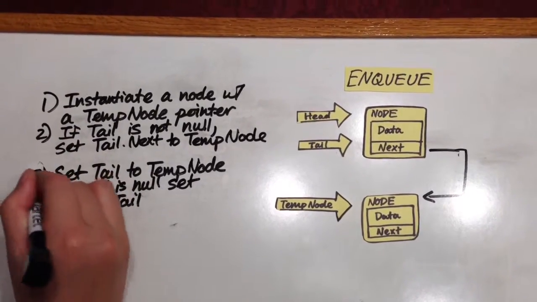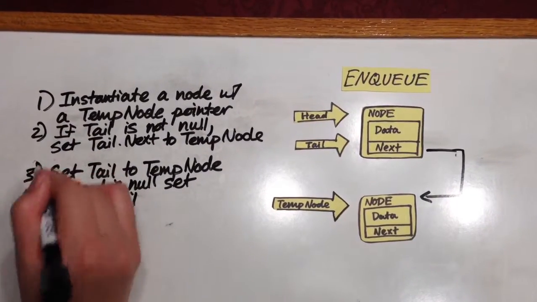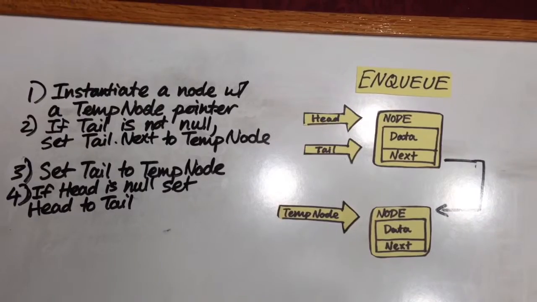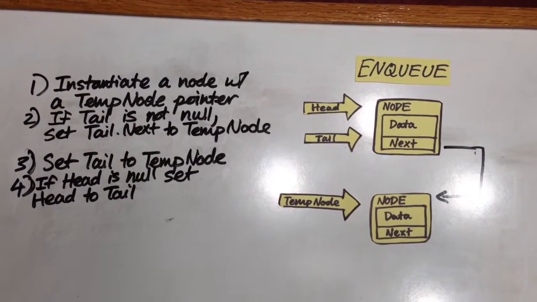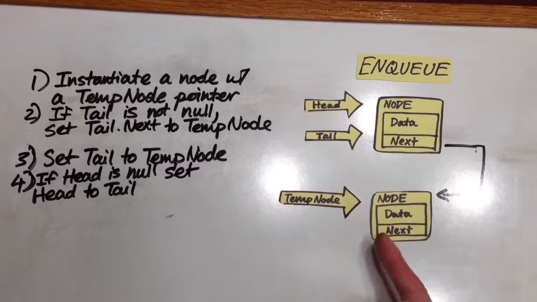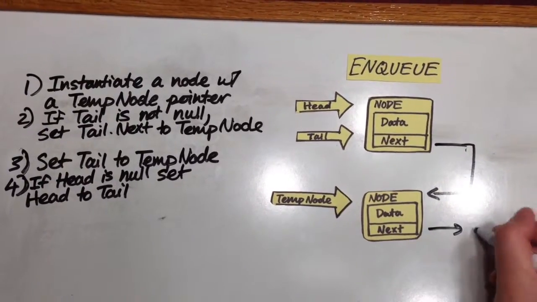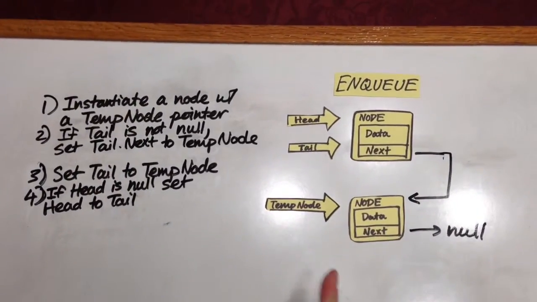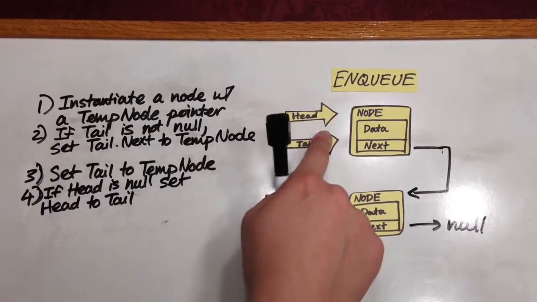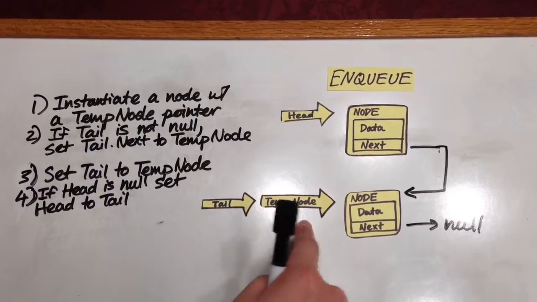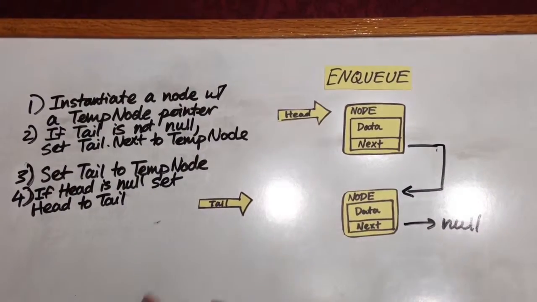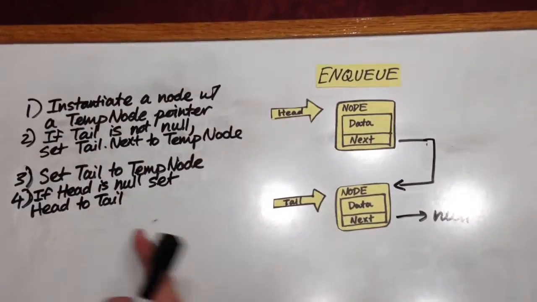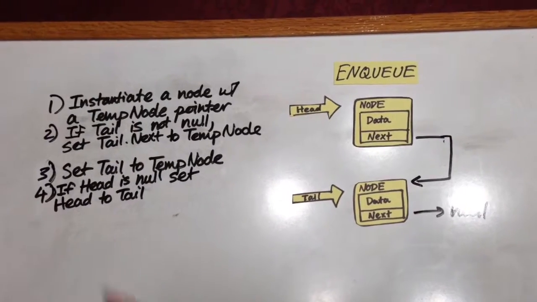This step doesn't seem necessary because we only have 2 nodes and we're just linking 2 nodes together, but it's very helpful for a lot of nodes. So temp node.next is going to be pointing to null. So we set tail to temp node. And because tail and temp node are both pointing to node, we can disregard temp node. And we can skip this step.